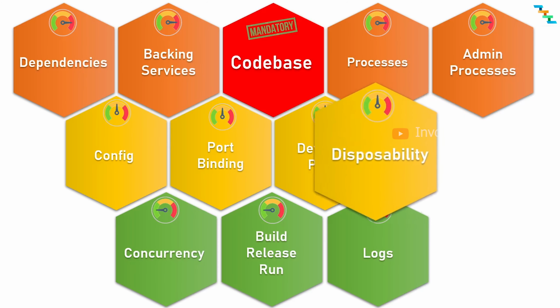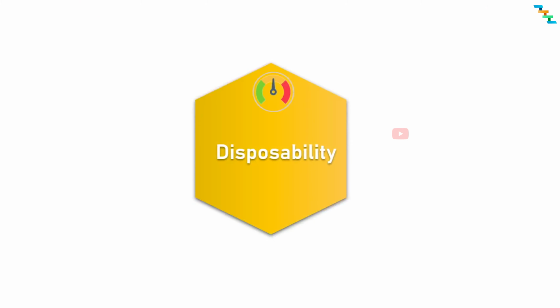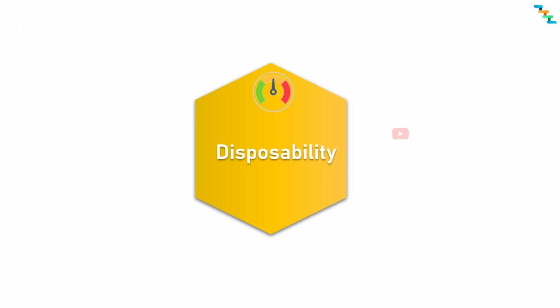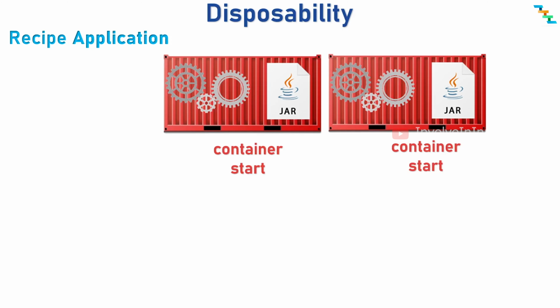Next we will see about disposability. We have seen that as per 12-factor concurrency, the application needs to be scaled out using the process model, that is, the application needs to be horizontally scaled out. A 12-factor application must have fast startup and graceful shutdown. As per the process model, the processes or the containers are disposable, that is, they can be started or stopped at a very short notice. This helps in auto scaling during the peak hours of the application.